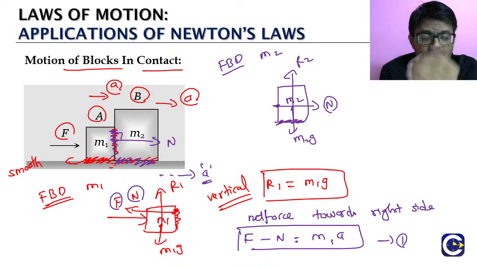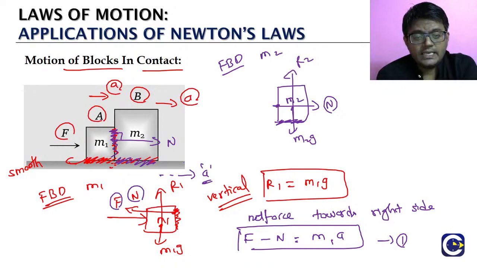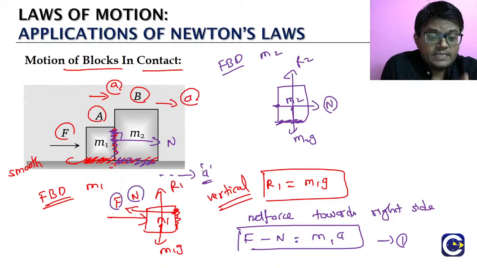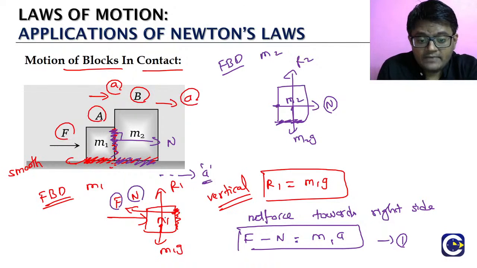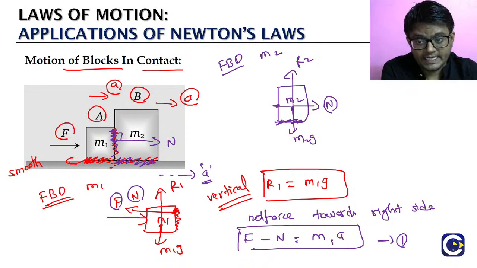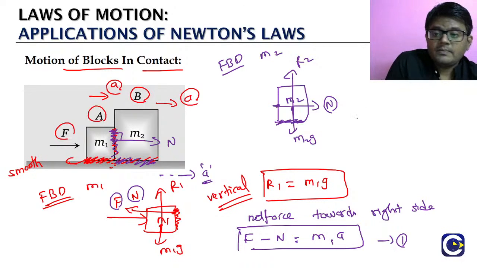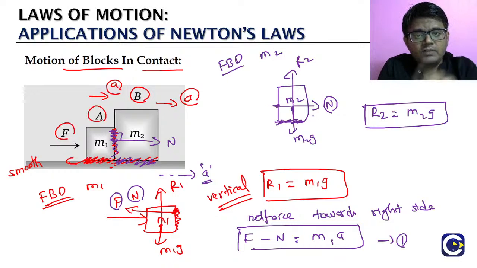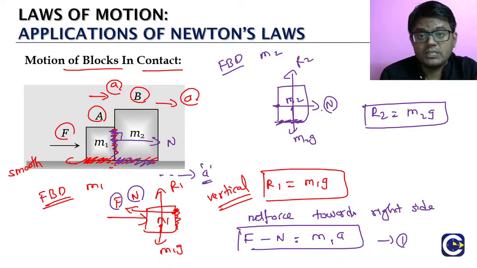If the normal reaction acting on M1 is N, the normal reaction acting on M2 also will be N in magnitude. Direction wise, the normal reaction acting on M1 is towards the left. The normal reaction acting on M2 will be towards the right side. Now we look at the vertical direction. There is no motion for M2, right? Means balanced condition: R2 is equal to M2 into G. We will be using it when we talk about the friction between the blocks and the contact surface.